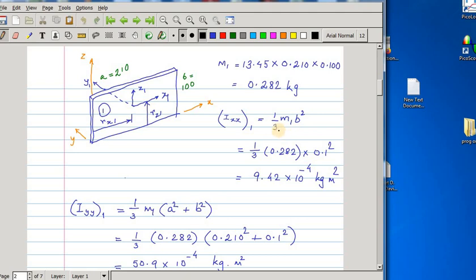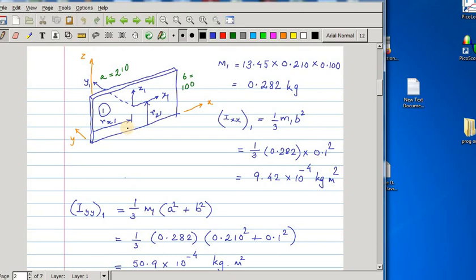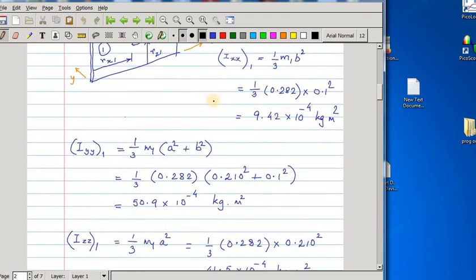And about this Izz, it is 1/3 m1 a square, where m1 is this mass per unit area into area. This is mass per unit area and this is area. So this is the value of Ixx. So please check the calculations. And the moment of inertia about this Y axis is the sum of the two, and this is this much.